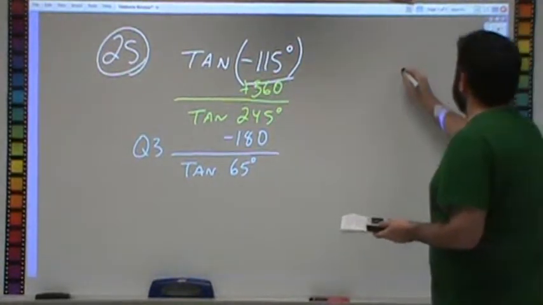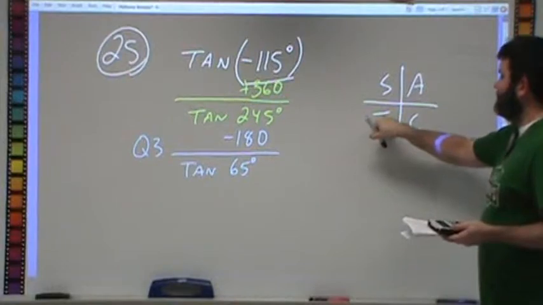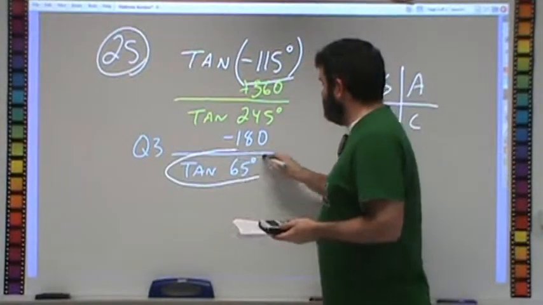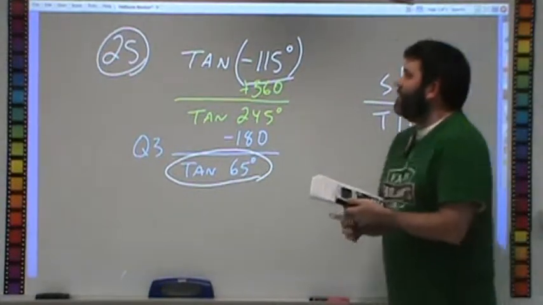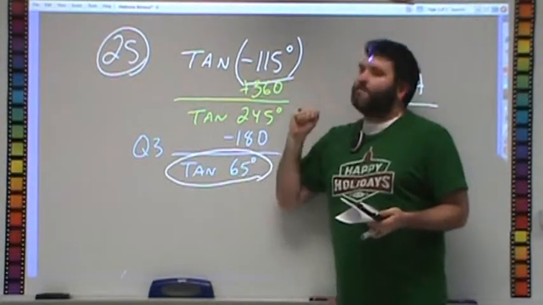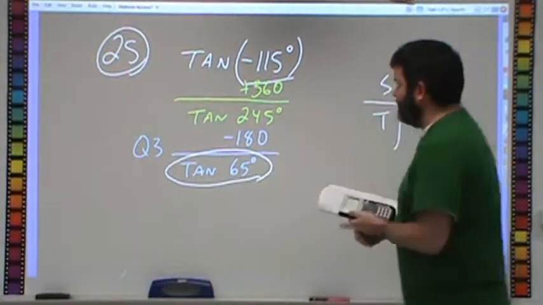In quadrant 3, according to my ASTC, tangent is positive, so I leave it as it is. If tangent was negative, I just would put a negative right in front of that. Rule of thumb, if you type this into the calculator and it comes out negative, there should be a negative in front of your answer. Comes out positive, leave it alone.